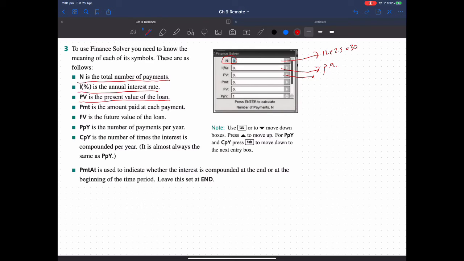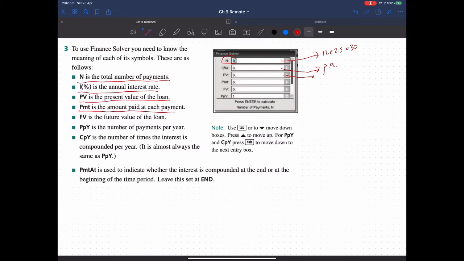The next part is payment. So payment is the amount paid at each payment. Well, that sounds fairly straightforward. So if you are making a payment of $500 back to the bank to pay off a loan, that money is going to the bank. You do not have it. The bank has it, so you would type in minus $500.